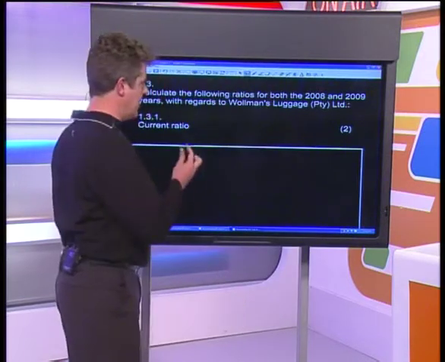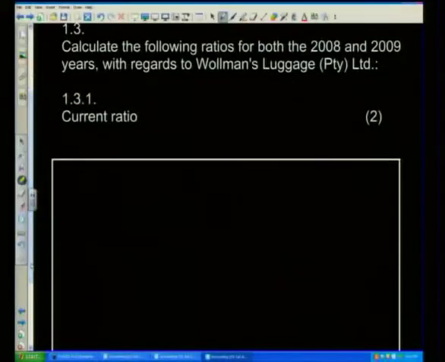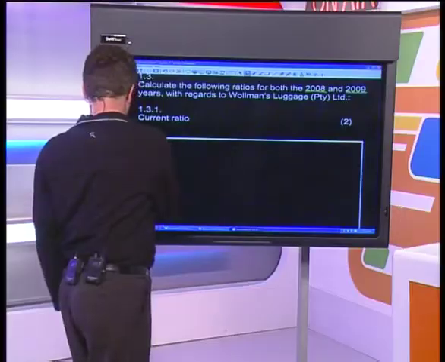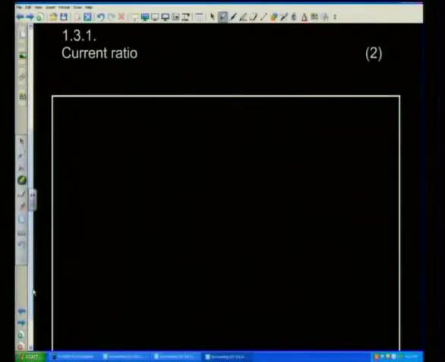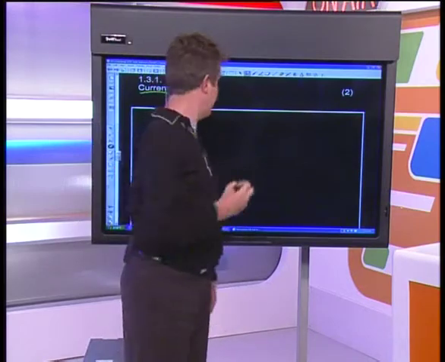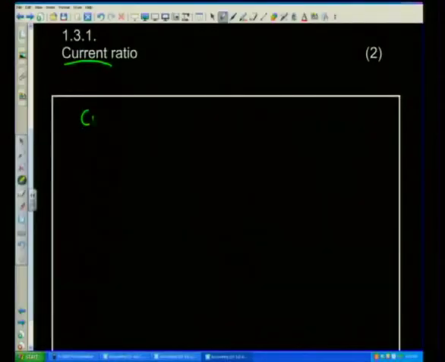The question is asking me to calculate the following ratios for both the 2008 and the 2009 years with regards to Wallman's Luggage Pty Limited. That, of course, is the business that we're dealing with. The first ratio that we've been asked to calculate is the current ratio. This one's very easy to remember as long as you know that the word current almost gives it away. The formula for the current ratio is as follows. Current assets in a ratio to current liabilities.